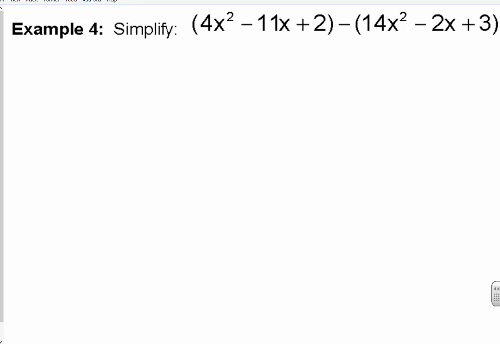Pause the video now as you try example 4. Press play to go over your answer. Make sure you pause the video. Don't be skipping. You're better than that.